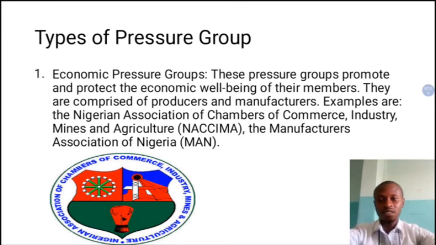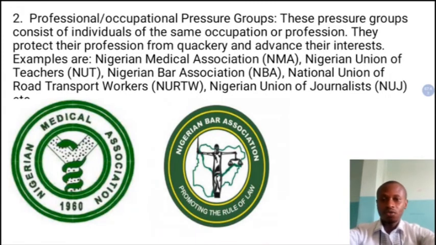Now, if you look at this logo here, it belongs to the NASIMA. It belongs to the NASIMA. And with the inscription, their name, Nigerian Association of Chambers of Commerce, Industry, Mines, and Agriculture. We also have other ones, but this is the only one we have here.